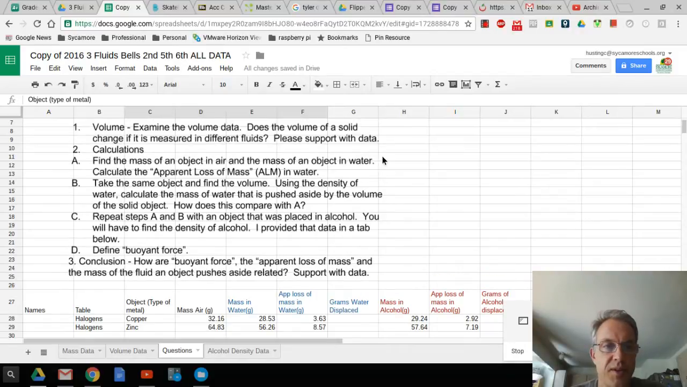I wasn't going to be there today. So here's what we do with this data. Okay, so we're looking at this data. We're trying to find relationships, right? So first of all, let's take volume. Examine the volume data. If I take a solid, I displace different fluids. The data that gives me, telling me what the volume is, is that going to change?